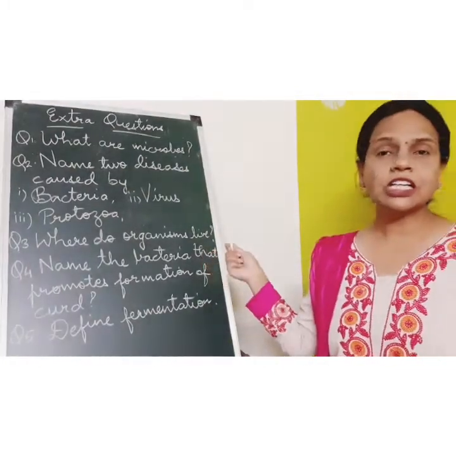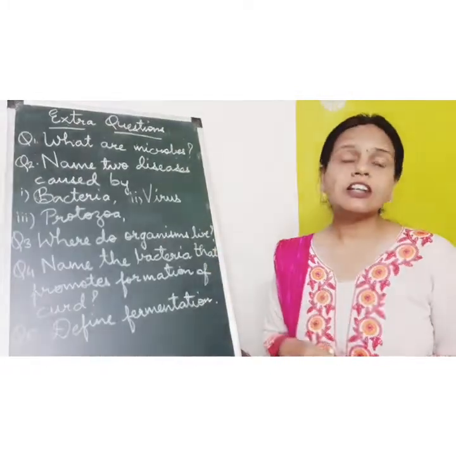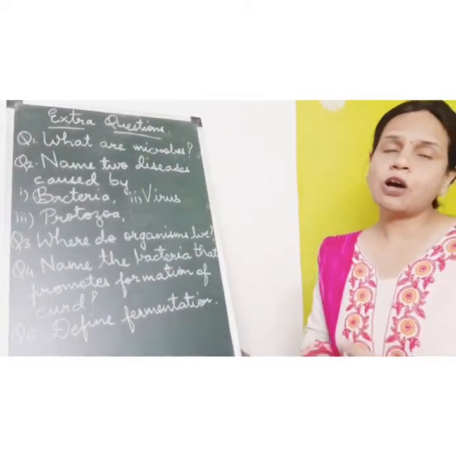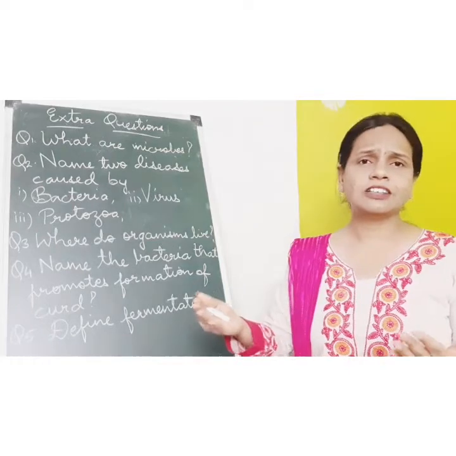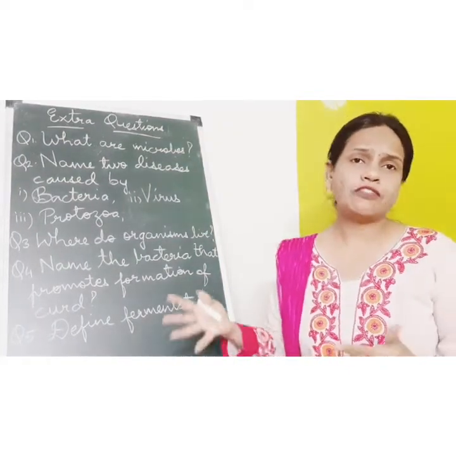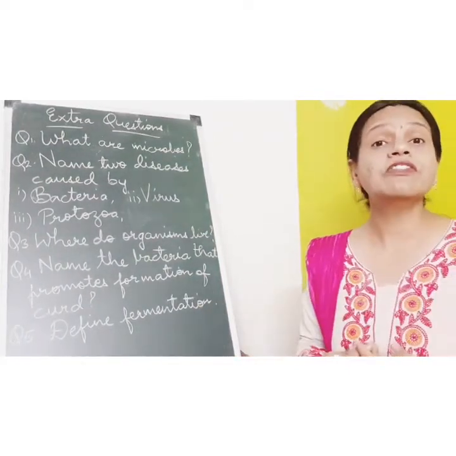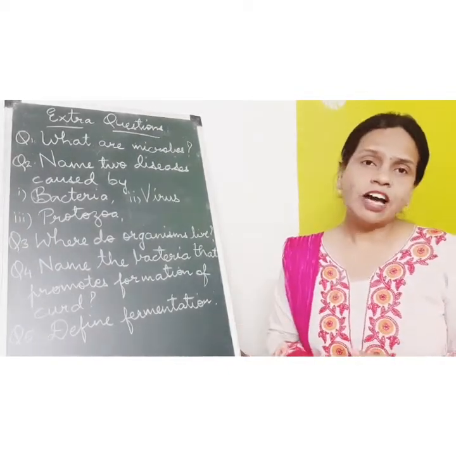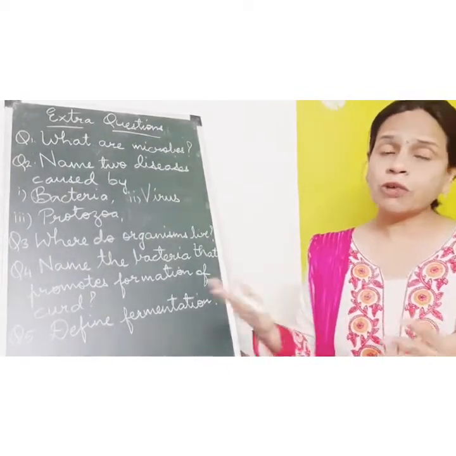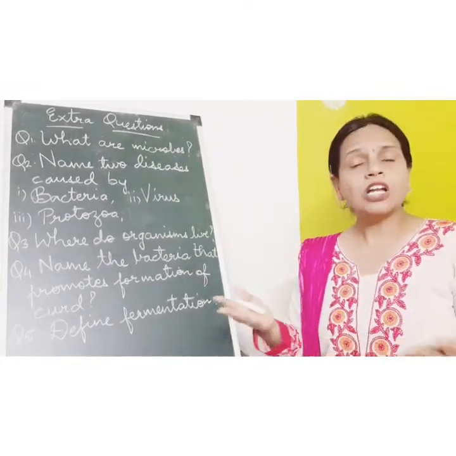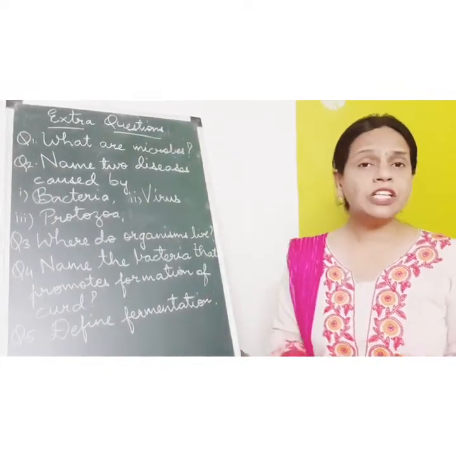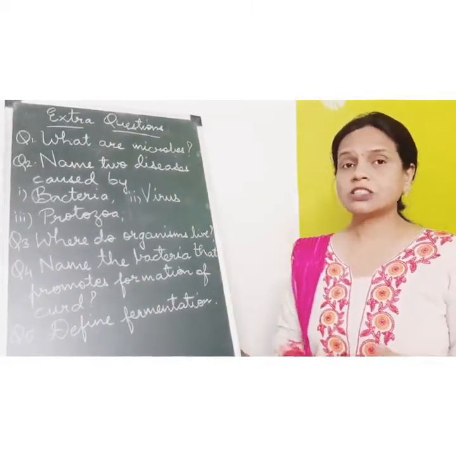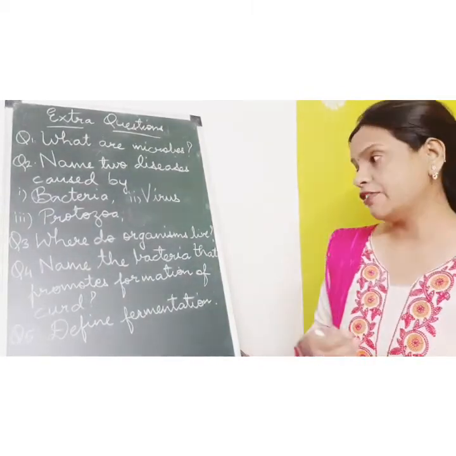Then we come to the third question, that is, where do organisms live? Now organisms, they are found in the soil, they are found in water bodies, they are even found inside our bodies. Okay, now in the environment, they are found in the hot mountain deserts, polar regions, then hot springs, salt water, in fresh water. Yes, so they are practically found everywhere.